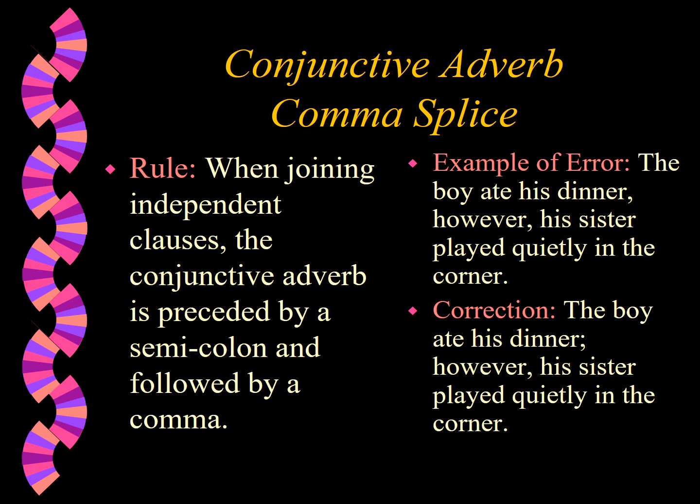When joining independent clauses and trying to fix the conjunctive adverb comma splice, you need to use the conjunctive adverb preceded by a semicolon and followed by a comma. For example, the boy ate his dinner, comma, however, comma, his sister played quietly in the corner is incorrect. The correct way of punctuating that sentence would be the boy ate his dinner, semicolon, however, the conjunctive adverb, followed by a comma, his sister played quietly in the corner.